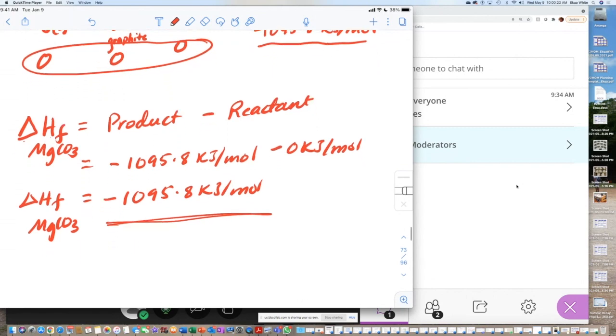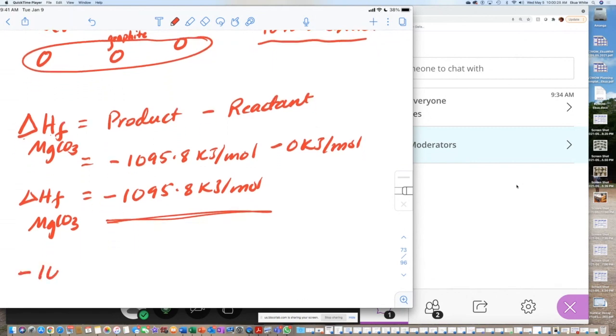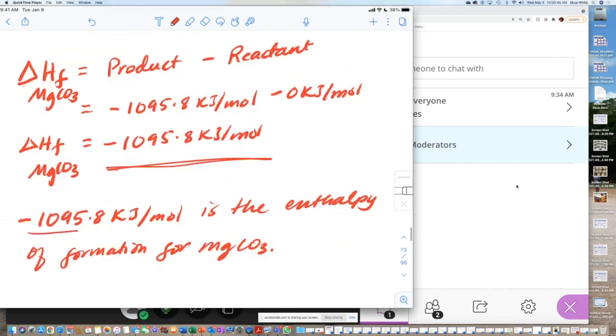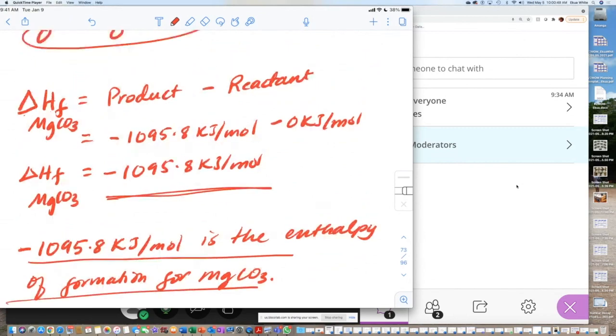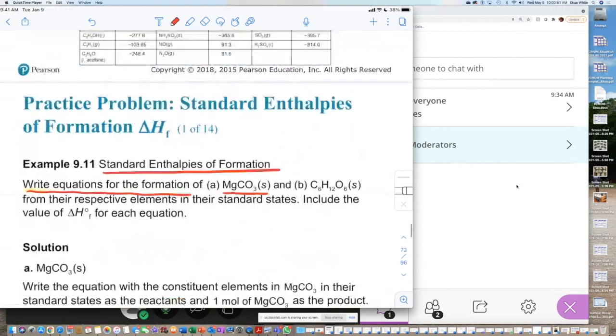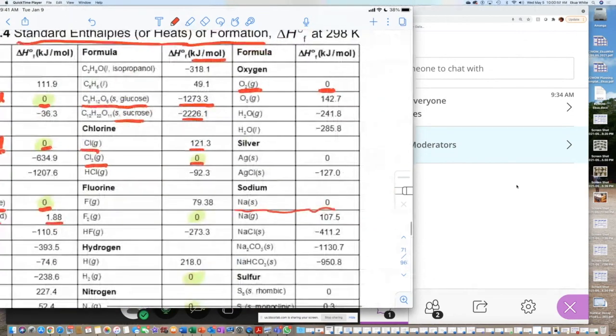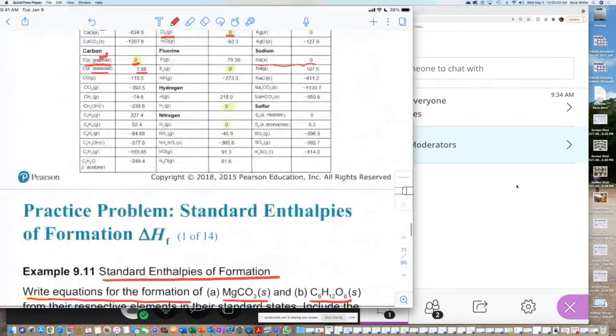And so this will be essentially, we'll say negative 1095.8 kilojoules per mole is the enthalpy of formation for magnesium carbonate. Okay? So we've pretty much answered that question. We're going to do the same thing, but this time we're working it out for glucose. Okay, I saw glucose over here because I think I highlighted it. So this should be a lot easier because we have the numbers here, right?